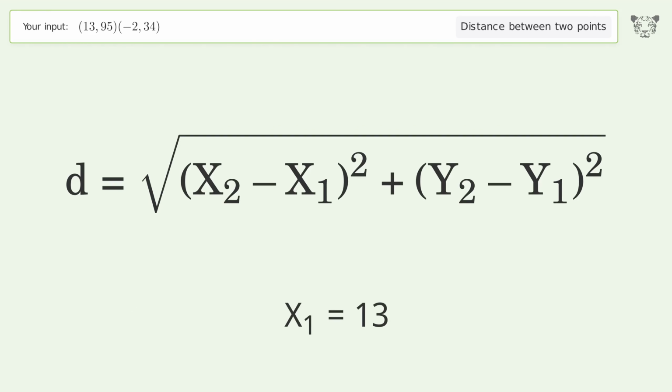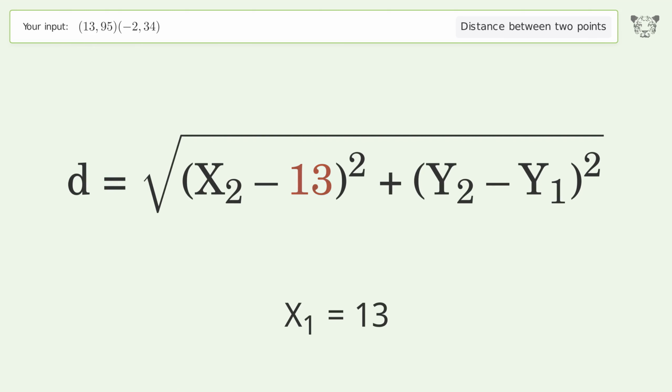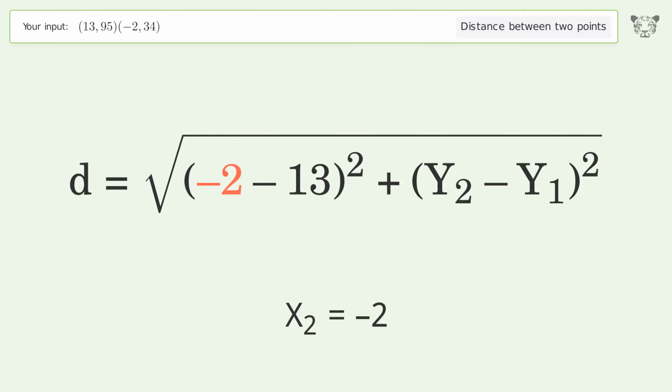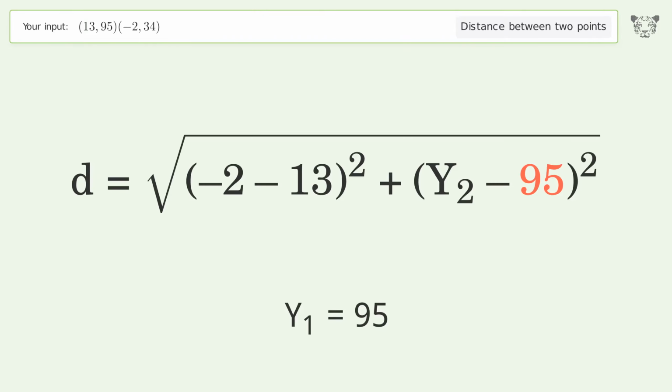x1 equals 13. x2 equals -2. y1 equals 95. y2 equals 34.